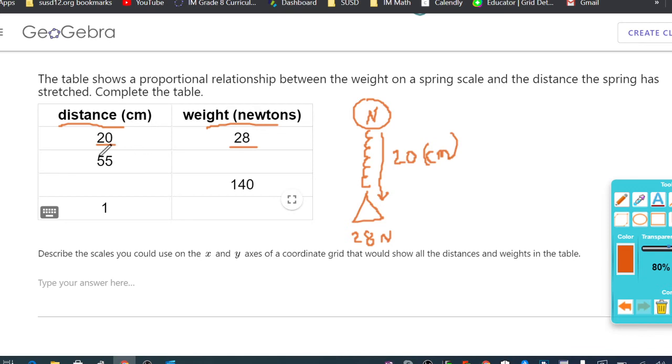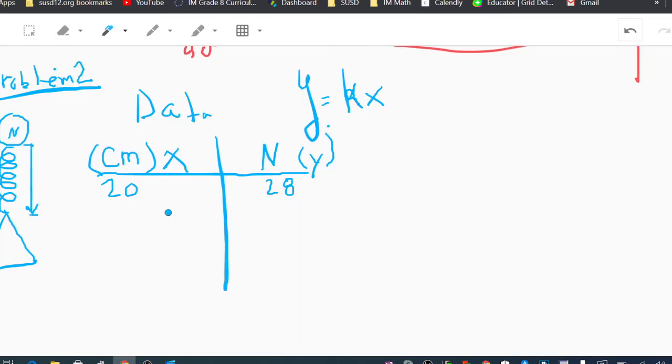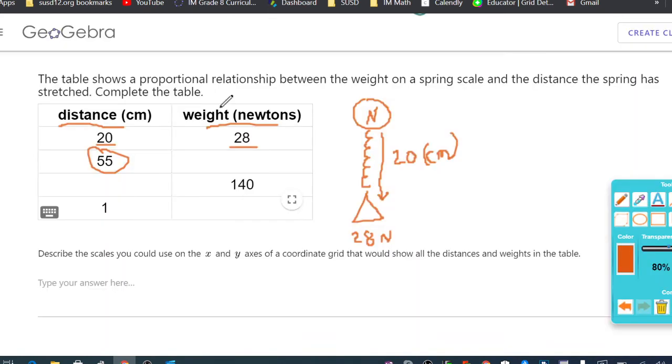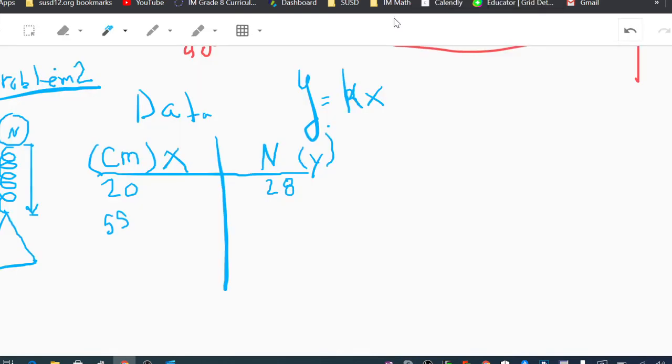Okay, next they've given us another data point. It is 55 centimeters, but we don't know how many newtons there. 55 centimeters, put this in your notes. Then they gave us another data point. You know what? Wait, I'm not going to do that yet because I'll probably get confused and make a mistake. Okay, so first, let's figure out what our constant value is.